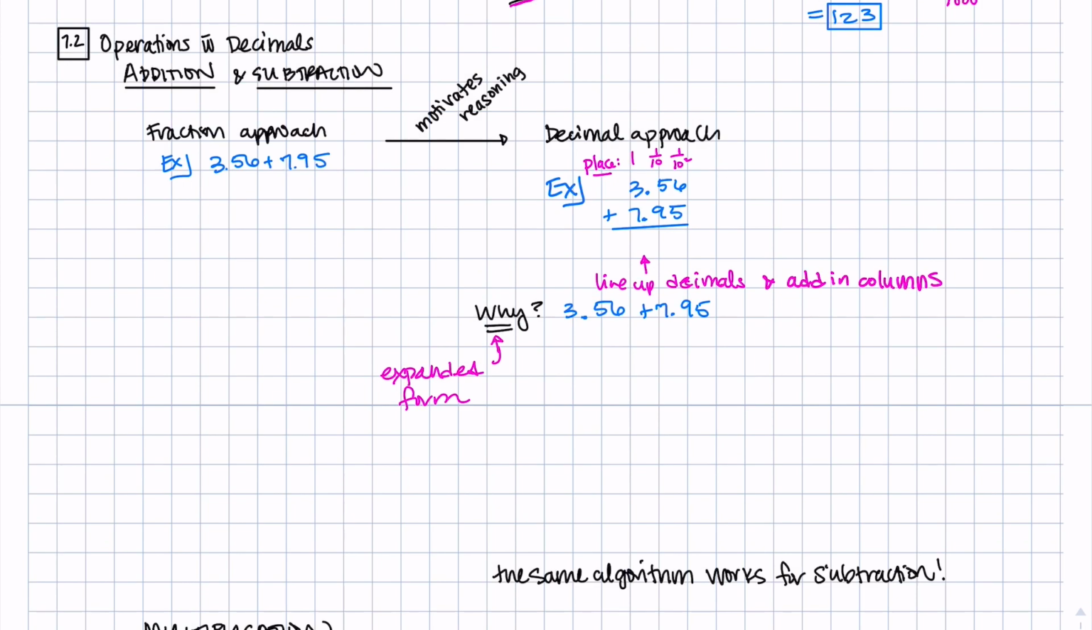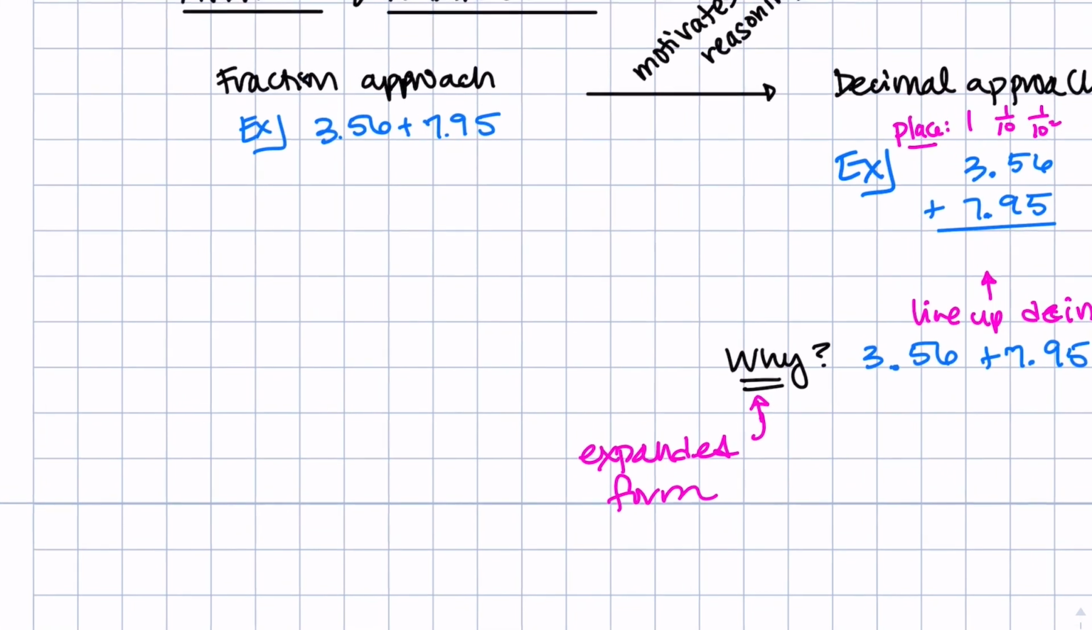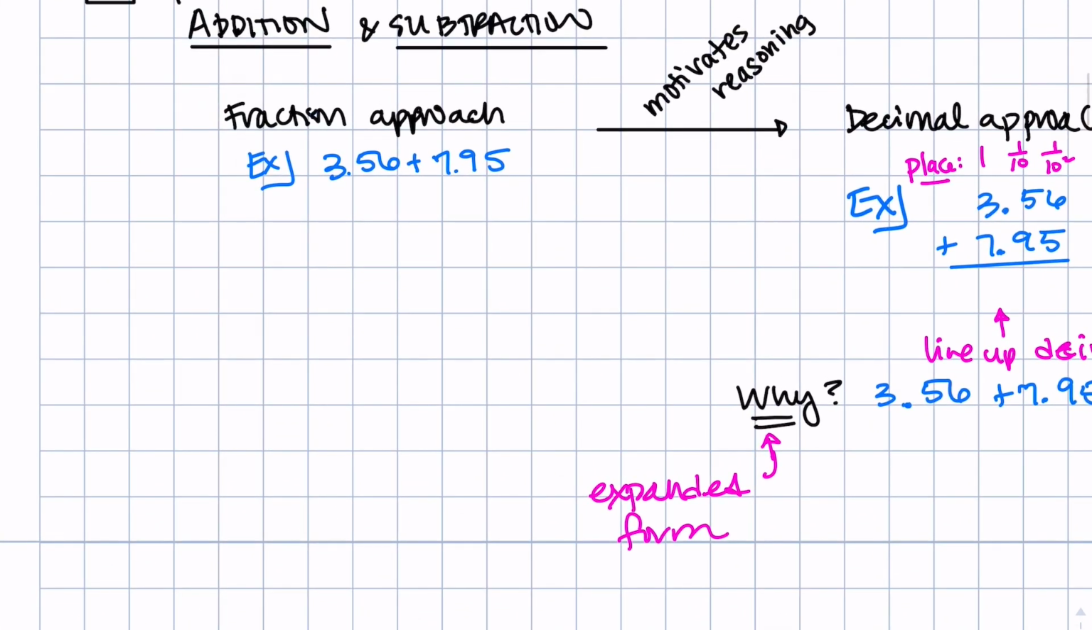If we're going to get an algorithm for the decimal approach, let's start off with what we know, which is really the fraction approach for decimals. So if I'm going to add these two decimals, let's first start by just turning them into fractions because we know how to add fractions. So let's see, this 3.56 is 356 over 100, and 7.95 is 795 over 100.